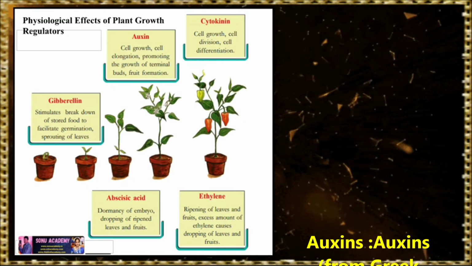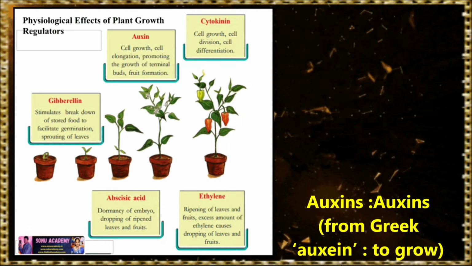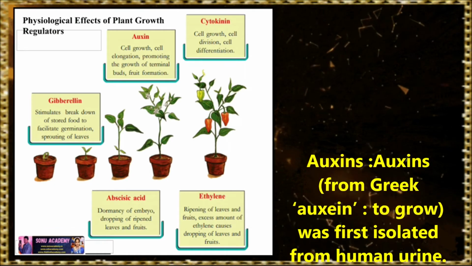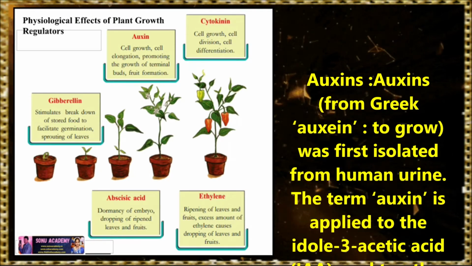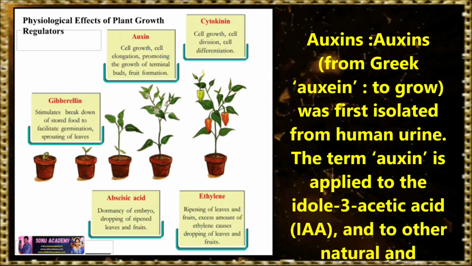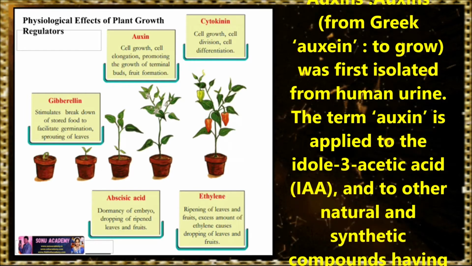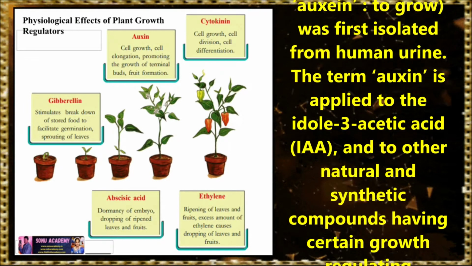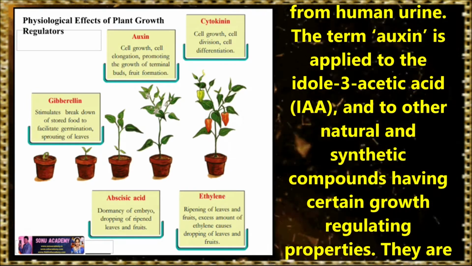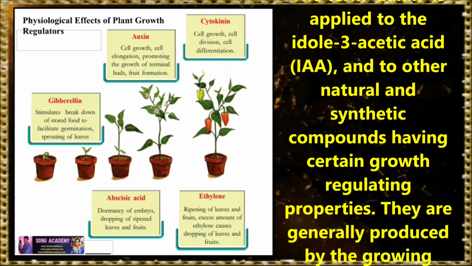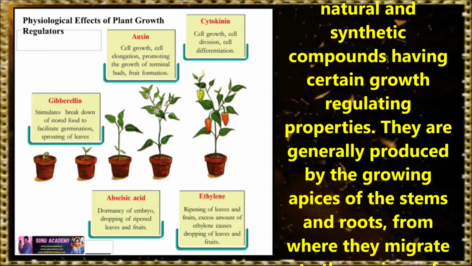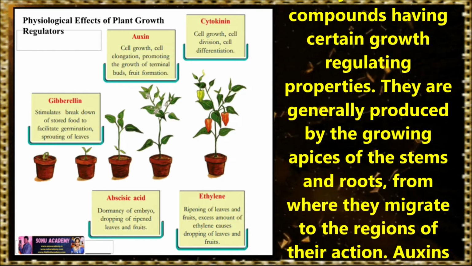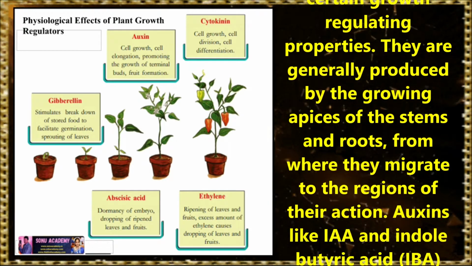Children, now let us discuss the physiological effects of plant growth regulators. Auxins were the first, isolated from human urine. The term auxin is applied to indole-3-acetic acid and to other natural and synthetic compounds having certain growth regulating properties. They are generally produced by the growing apices of the stem and roots, from where they migrate to the region of their action.